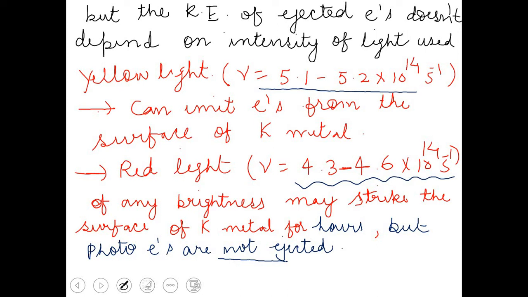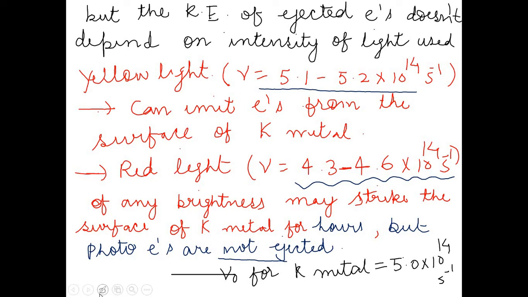the frequency of yellow light is more than the threshold frequency of potassium metal. So what is the threshold frequency of potassium metal? Children, I'm just writing here the threshold frequency, nu naught, for potassium metal. The threshold frequency for potassium metal is 5.0 into 10 to the power 14 per second. I hope you get an idea.